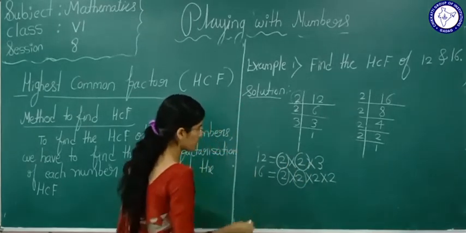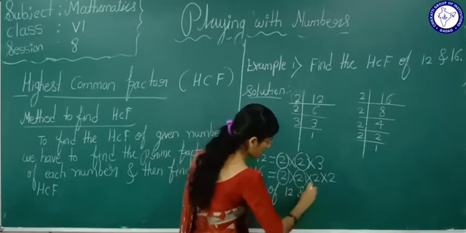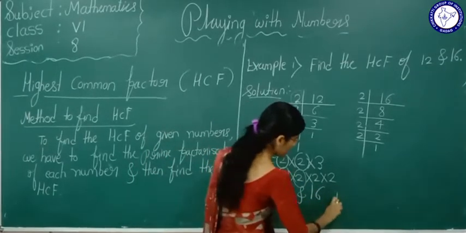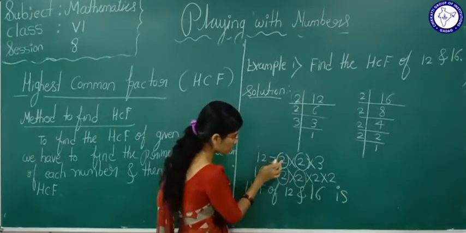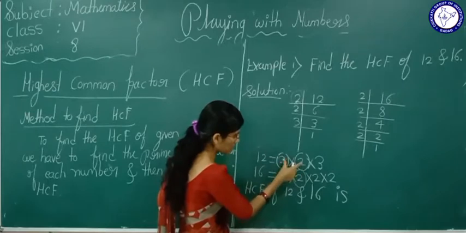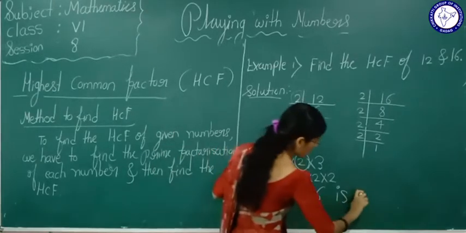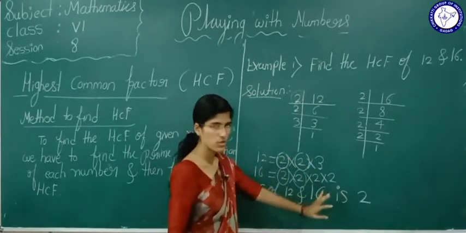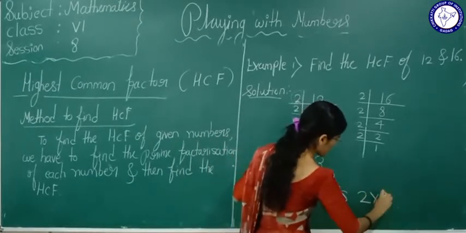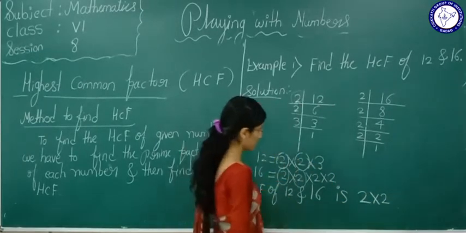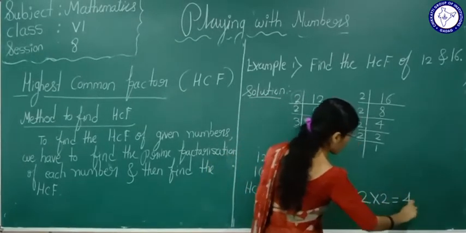Now see here, HCF of 12 and 16 is, see here 2 is repeated 2 times, right? Here 2 times, here 2 times. Now see here 2 is common. We have to take this only once. One 2 we have to take here. Again here 2, we have to take 2 once. What is the HCF of 12 and 16? That is equal to 4.